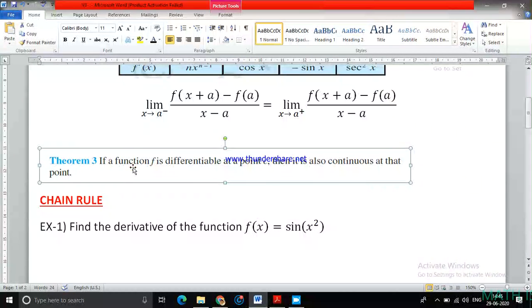If a function f is differentiable at a point c, then it is also continuous at that point c. Not only that point, if the entire function is a differentiable function, then it must be a continuous function. But the converse need not be true, that is, every continuous function need not be differentiable. So only one way it is a true property: every differentiable function must be a continuous function.